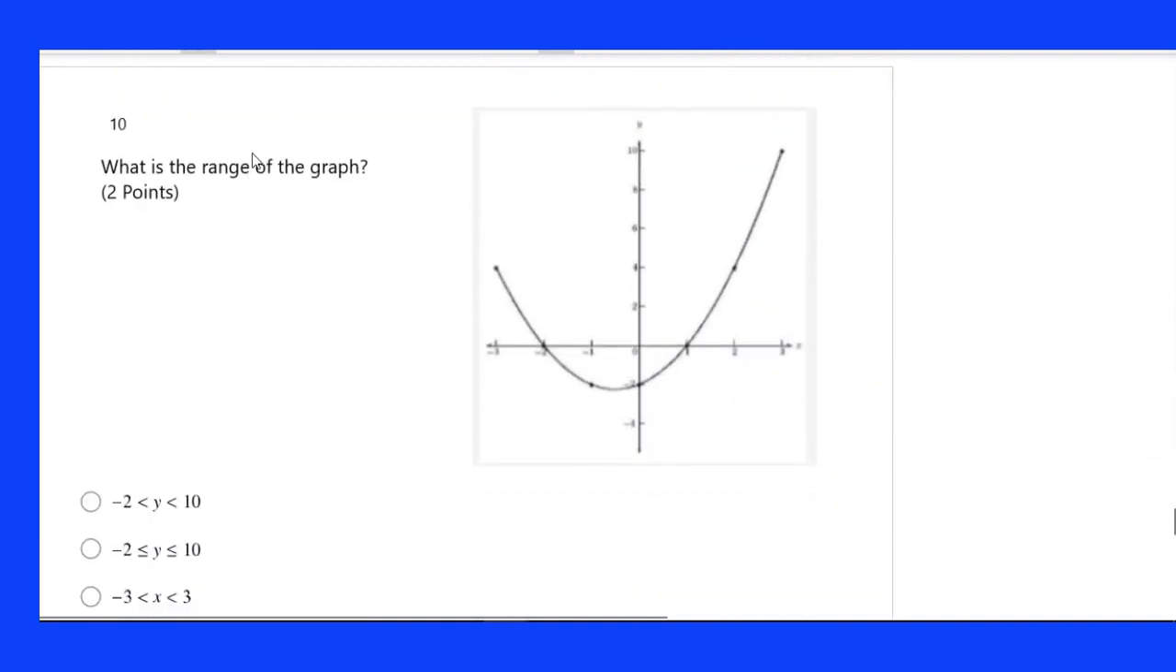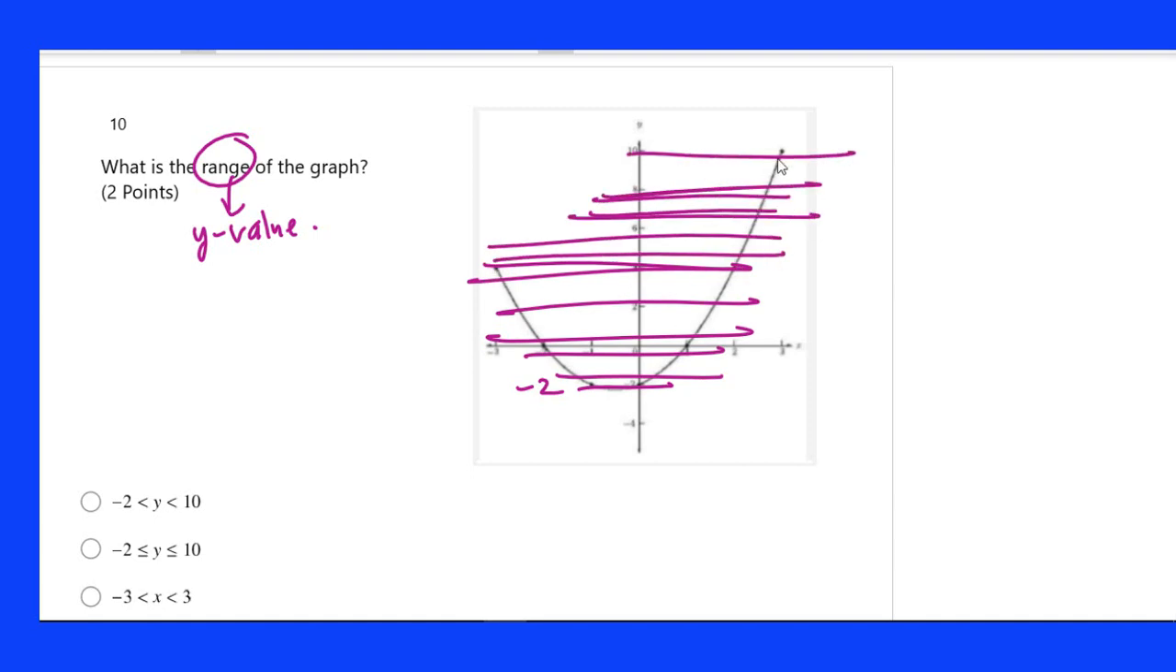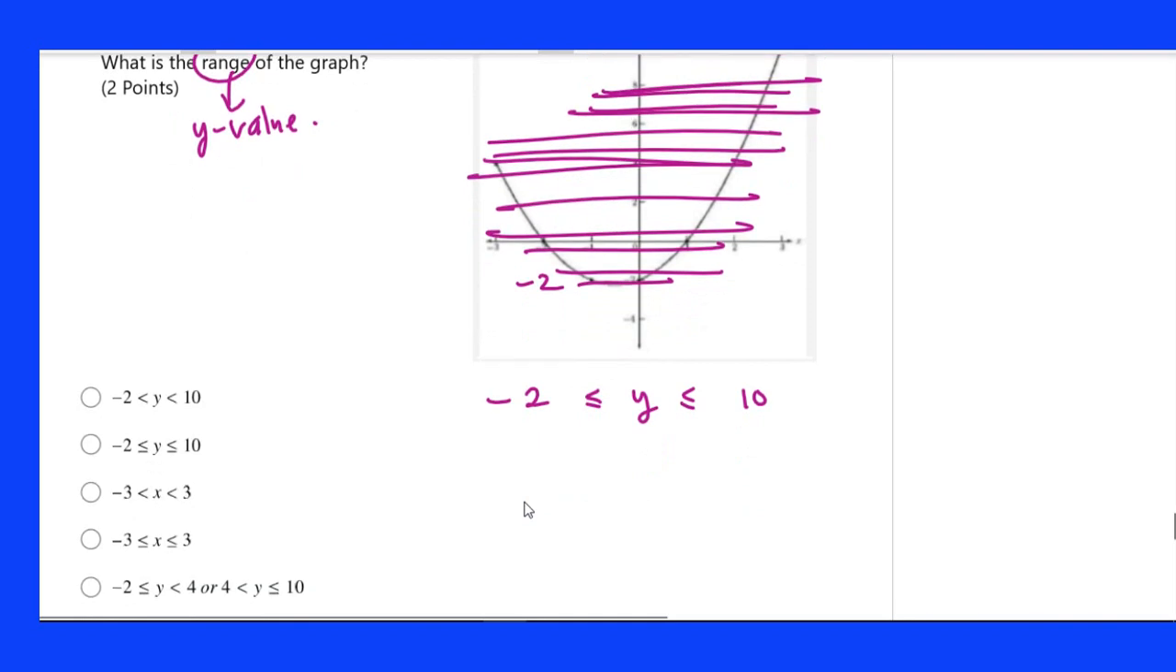For the range, it refers to the y value. Starting here, this is negative 2, there is a graph. Even though it stops here, there is still a graph on the right hand side until 10. So from negative 2 up to 10. This is the y value, so the answer is from negative 2 to 10. That is the option. Okay, that's all for this quiz.